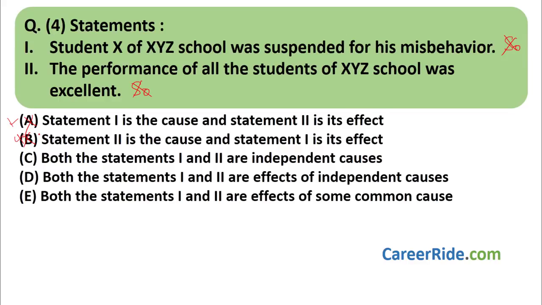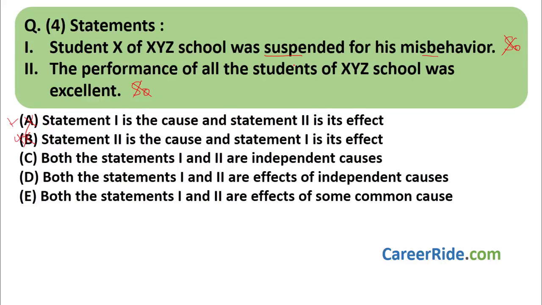Now let us see if both of them are causes. Here they have given that student X was suspended for his misbehavior. Now the student misbehaved and so he was suspended. So this cannot be a cause, this is like an effect, that the student misbehaved and at the end the student was suspended. It is like the rain was falling and because of which people got wet. So people getting wet is nothing but an effect, it cannot be a cause, right?